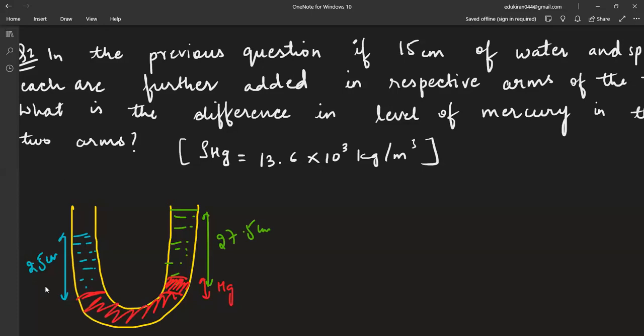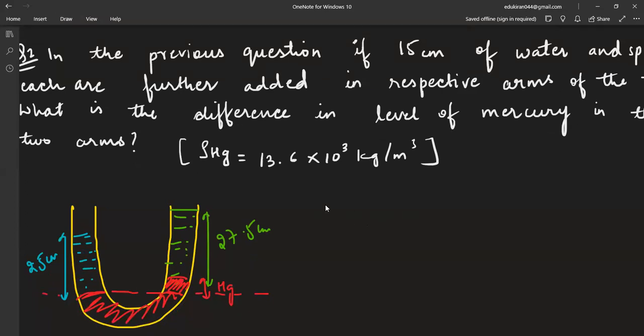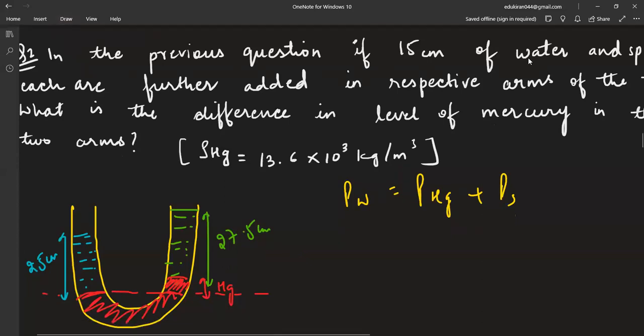Now, pressure exerted by water column here, this will be equal to, see here, the level is same, but there is some addition over the spirit side. So what we'll do, pressure exerted by water will be equal to pressure exerted by spirit plus pressure exerted by mercury. So water is what? P naught. The addition is on the spirit side. Because see, it's given in the question. That's why we have assumed. Look, in the previous question, 15 centimeter of water and spirit each are further added in the respective arms. Fine?